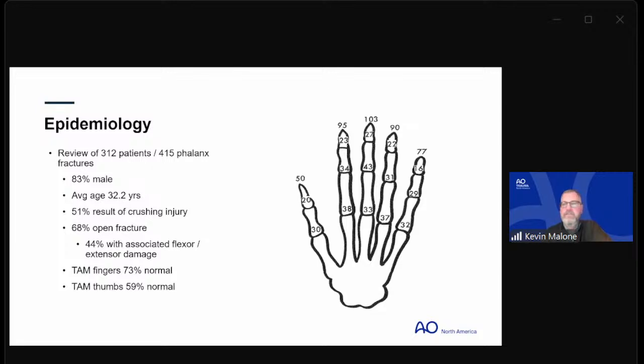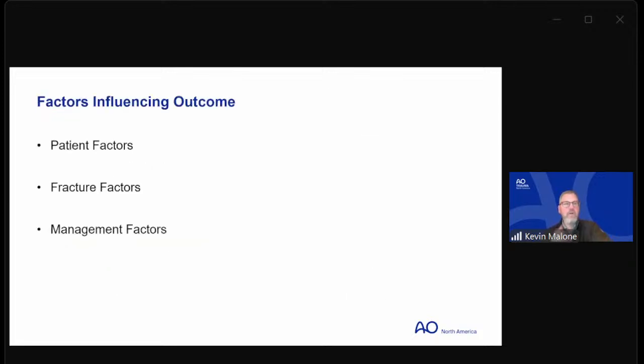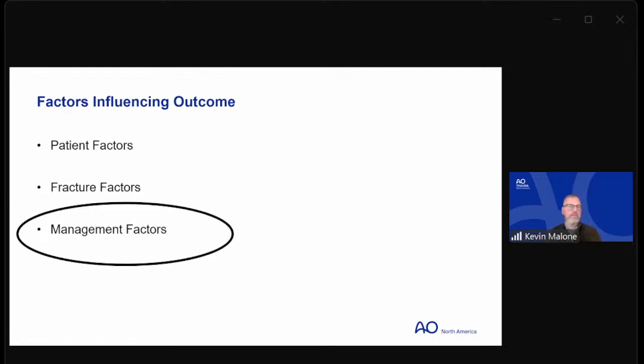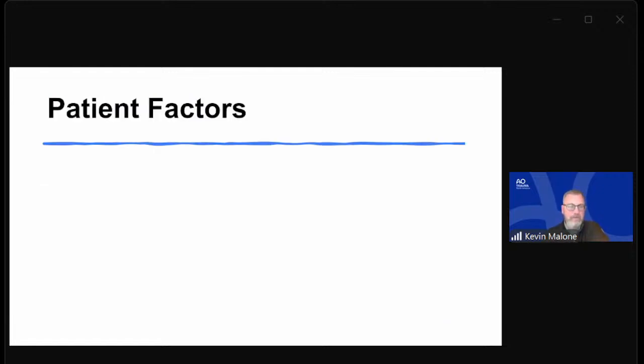So for fingers, 73% restoration of normal total active motion, and for thumbs, just over half of the normal active range of motion restored. So there are multiple factors influencing the outcomes, and we're going to talk about all of these a little bit in detail. Patient factors, fracture factors, and then management factors. And certainly as surgeons and also as our therapists who are part of our audience here tonight, we have the most influence on the management factors of these injuries and how they influence outcome.